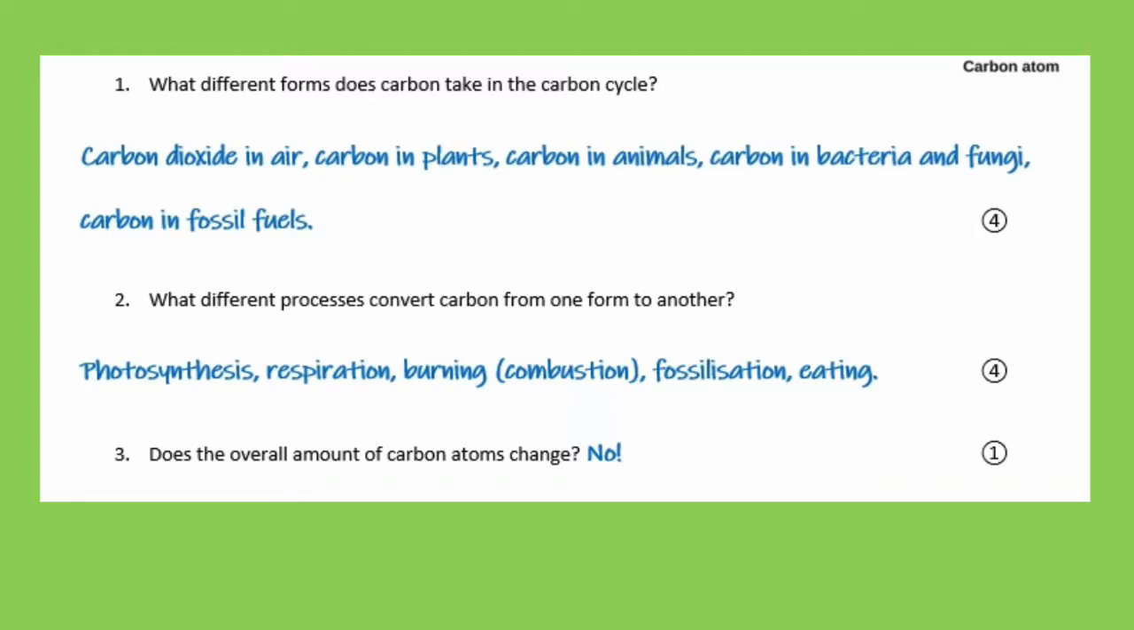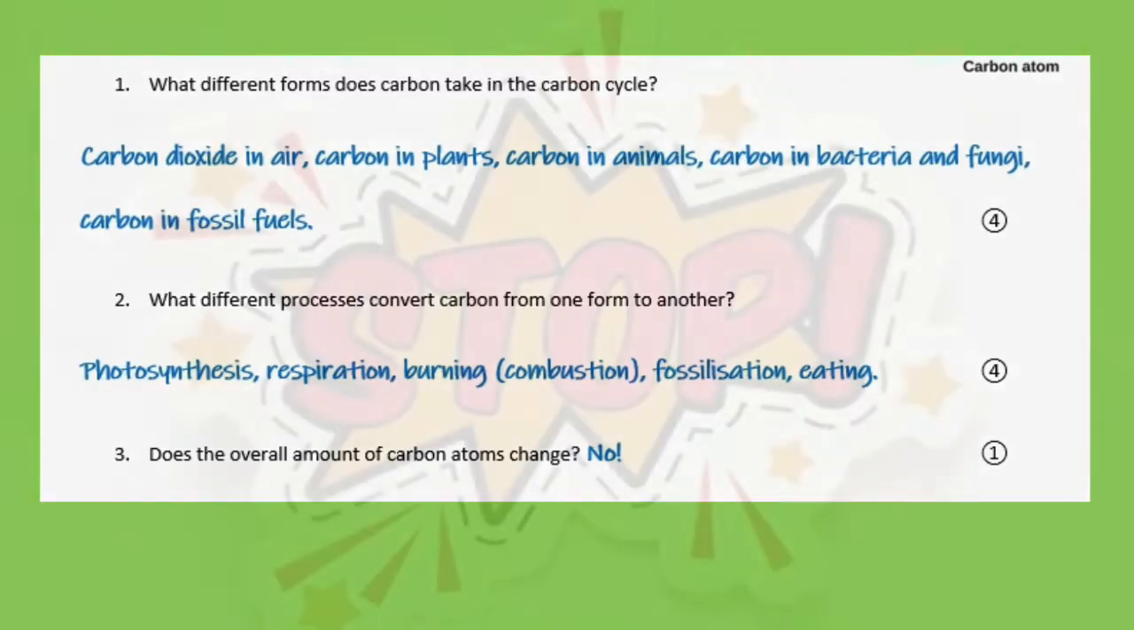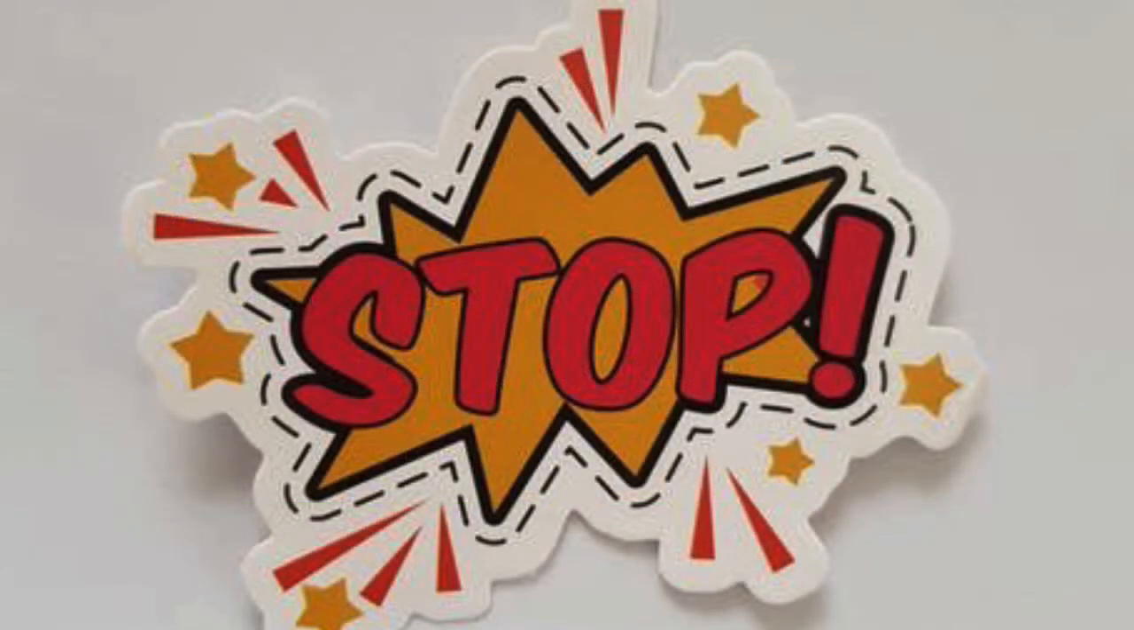And then question 3, does the overall amount of carbon atoms change? No, and if you watch the beginning of the video, you should have seen that thing about how there's a finite number of atoms and they just get recycled around the world throughout time. Okay, so please do not move on unless you have thoroughly understood what the carbon cycle is. If you haven't, go back, watch it again, and make sure you've marked your answers thoroughly.